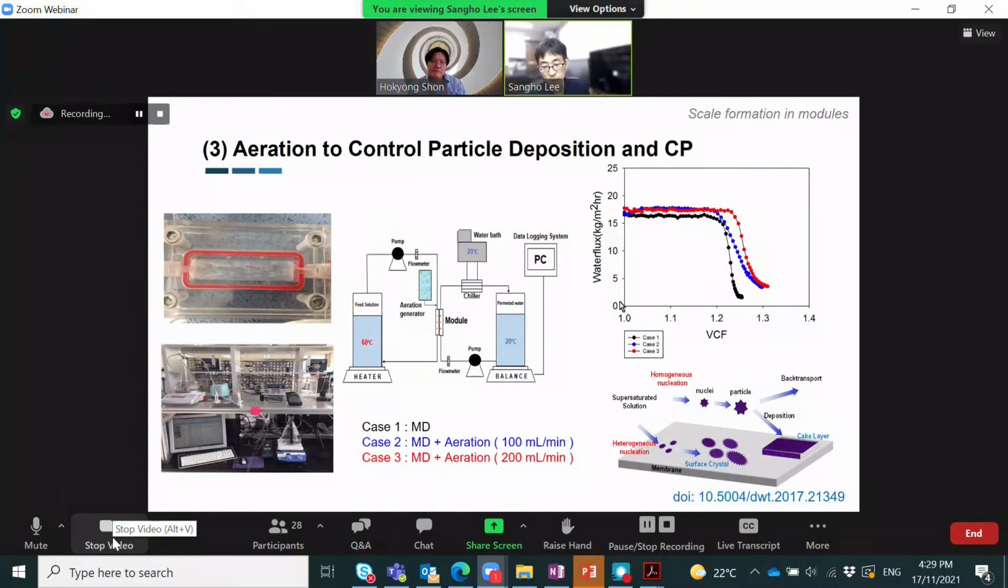And in order to control the cake formation or surface crystallization, we needed to increase the flow velocity or shear rate near the membrane surface. And one of the techniques for doing this is aeration. So we designed the aeration system to put the air inside the membrane module, as you can see. And of course, as you can easily imagine, aeration is effective to retard the scale formation. We cannot completely prevent the scale formation and flux decline, but it can retard the scale formation a little bit.